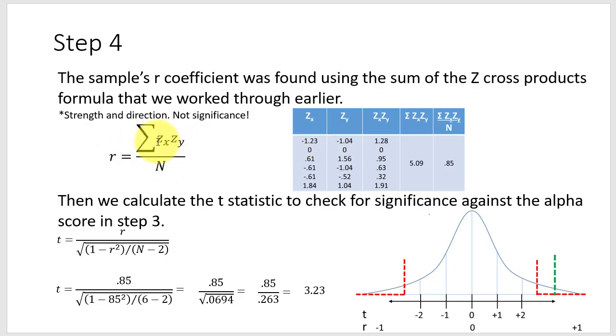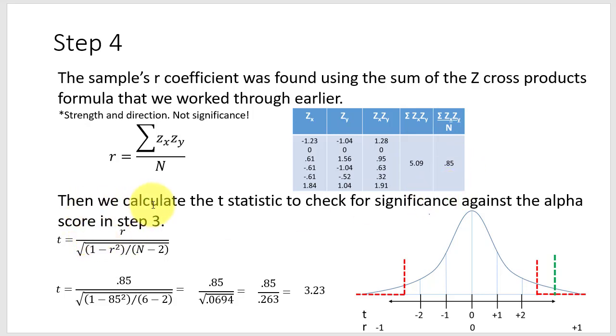Z scores together, adding them all together, and then dividing by the number of pairs, which is indicated in this table here. And our R coefficient is 0.85, meaning that we at least know that we have a positive correlation, but we're not sure how strong it is yet until we look at our t-score.